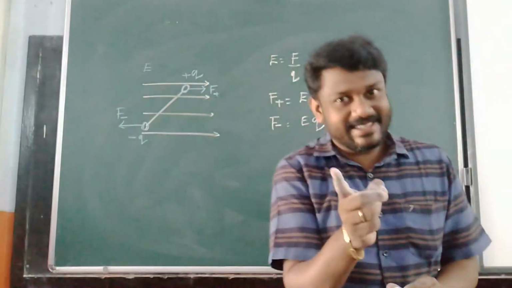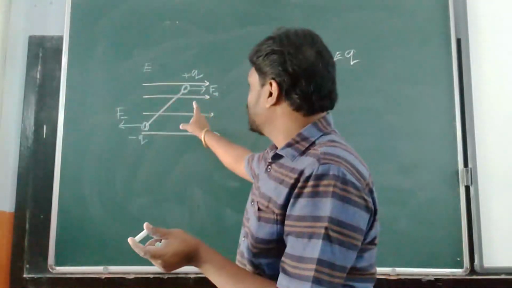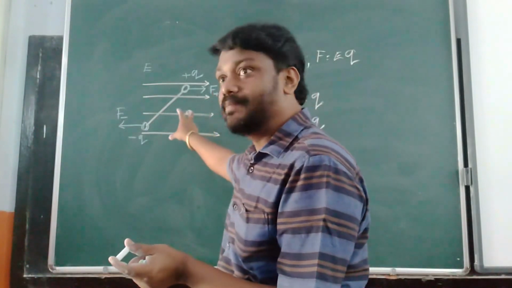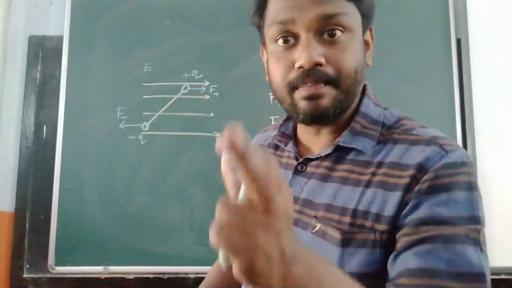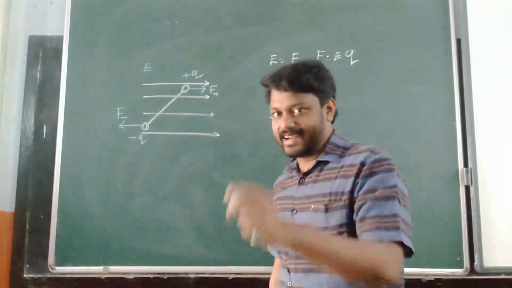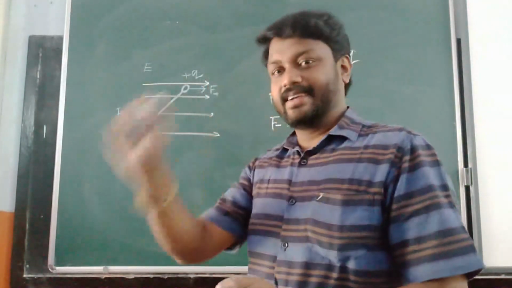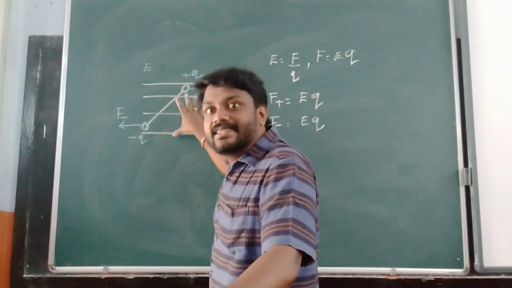But it is physics, so there is a twist. Since the two equal and opposite forces are not acting along the same line of action, they can generate a couple. And what is the effect of a couple? Rotation. So this couple generates a rotational effect.